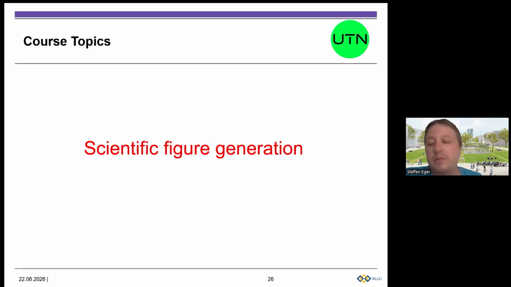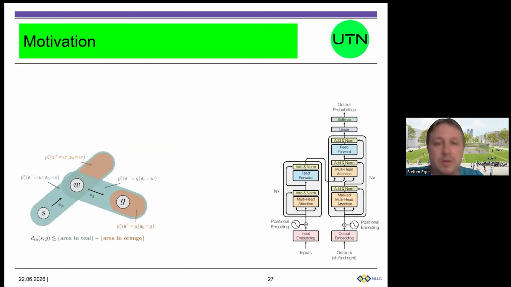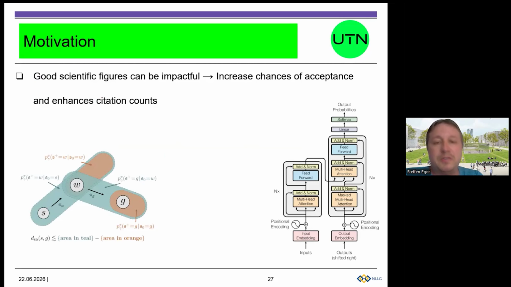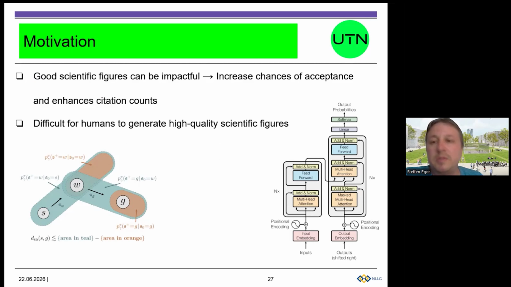Now we come to the main content of today's presentation, which is scientific figure generation. Let me start out with a brief motivation. Good scientific figures can be impactful. There's research on that, which goes under the name of visiometrics. This research shows that if you have good figures, that can increase your chances of getting accepted to a conference. And it could also enhance your citation counts. So having good figures can be really impactful for you.